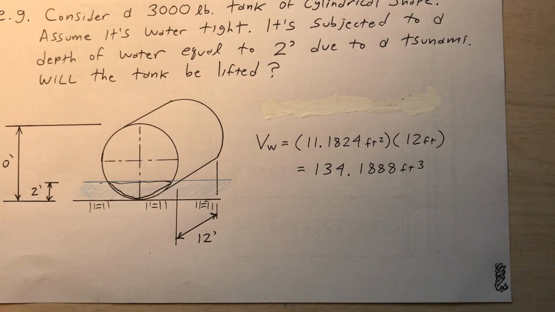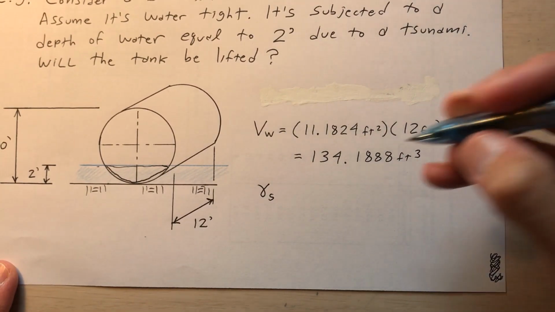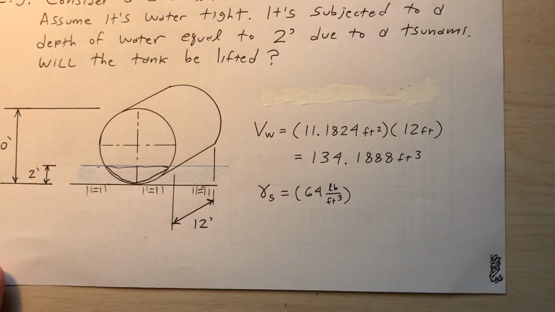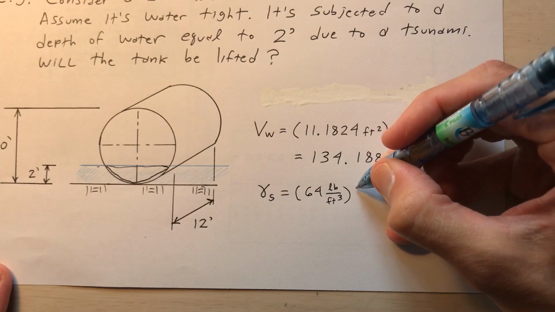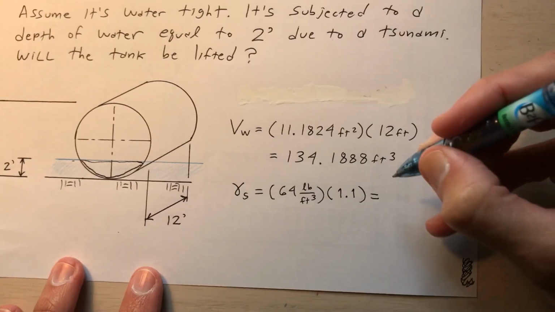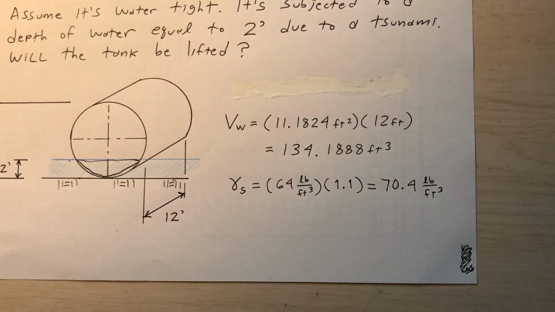Okay, so I also want to calculate the specific density of seawater. So gamma sub S, specific density of seawater. Seawater is taken to be 64 pounds per cubic foot. That's the specific density of seawater. If you're using metric, it's 1,030 kilograms per cubic meter. I should take a magnification factor for this. So multiply this by 1.1. Okay, now what is that 1.1? It's a magnification to account for the flotsam that is in the seawater. The flotsam, the stuff that's floating around in the seawater. So I've got a gamma sub S that is the specific density of seawater, 70.4 pounds per cubic foot.